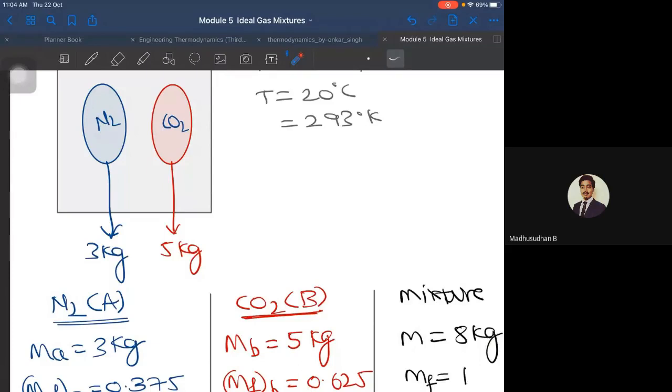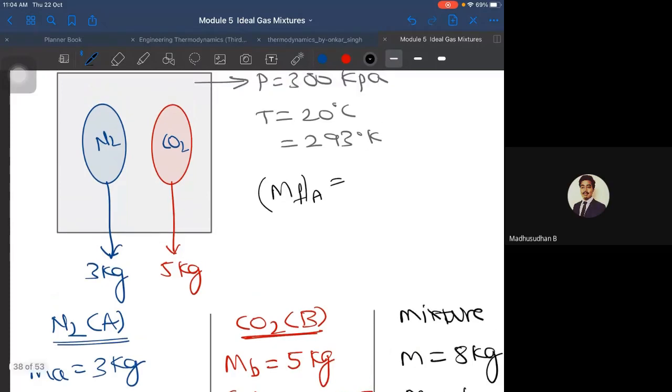Now, how will you calculate the mass fraction of A? The masses of the individual constituents are given, and the total mass of the mixture you have calculated. So how will you calculate the mass fraction of A?